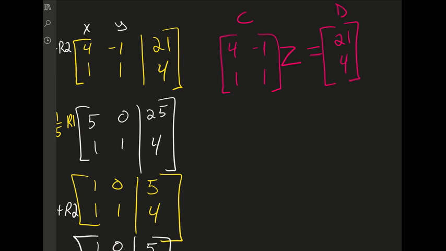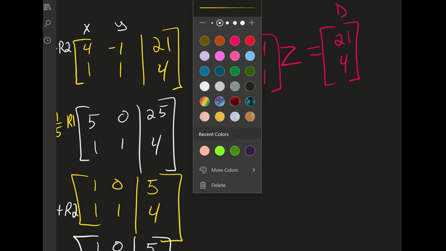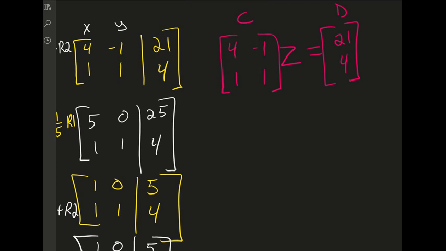So we need to find the inverse of the C, because then when we multiply both sides by C inverse, we will get this Z matrix by itself. For C inverse, first we need to find our determinant and take the reciprocal of that. So it's going to be 4 minus negative 1, so it's going to be 1/5.